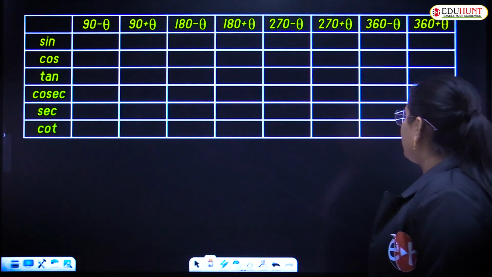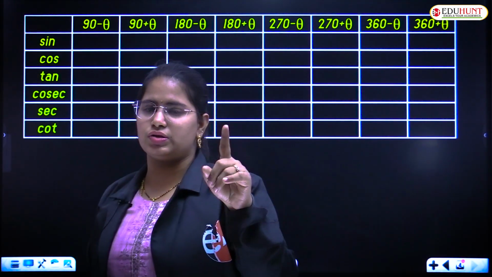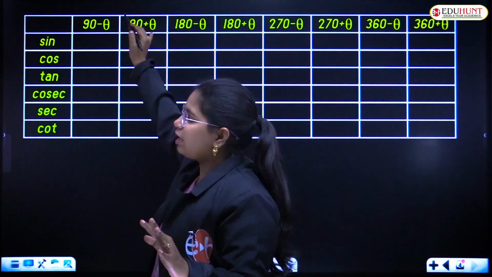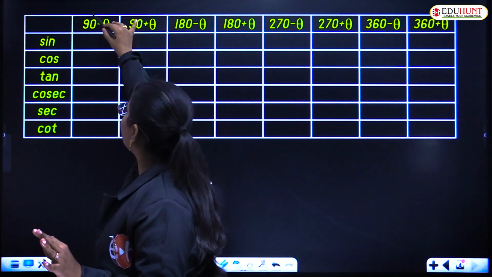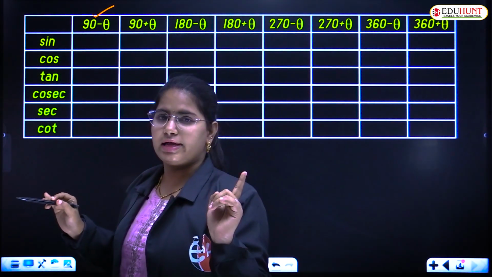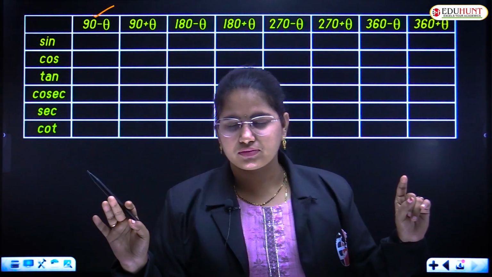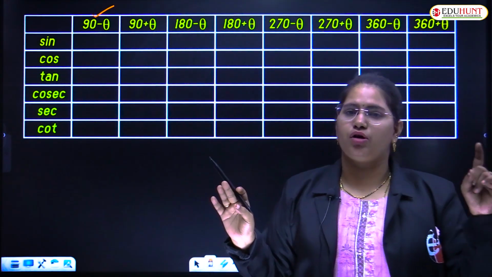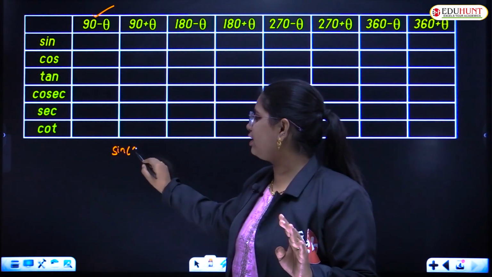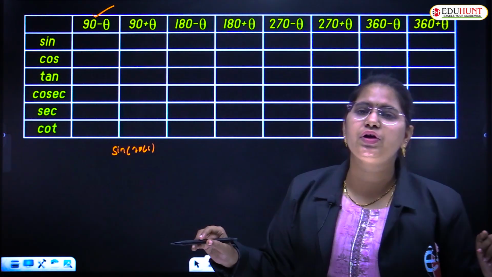Let's have the table here. I told you, odd multiple, the function changes. Even multiple, the function will not change. Let's check. How to derive this? Sin of 90 minus theta. Is 90 odd or even? 90 ones are 90. So will the function change or not? Of course it will change. 90 into 1 means it is an odd multiple. That means the function will change.